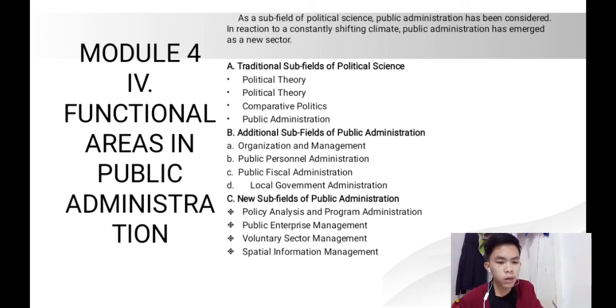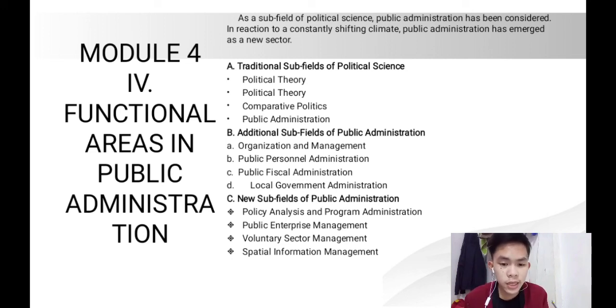We are now in the last part of Module 4, the new subfields of public administration. This part is divided, of course, into four as well. We have policy analysis and program administration, public enterprise management, voluntary sector management, and spatial information management. So talking about policy analysis and program administration, public policy is a subfield of public administration.